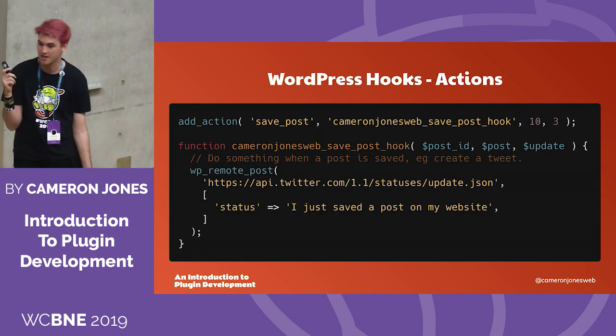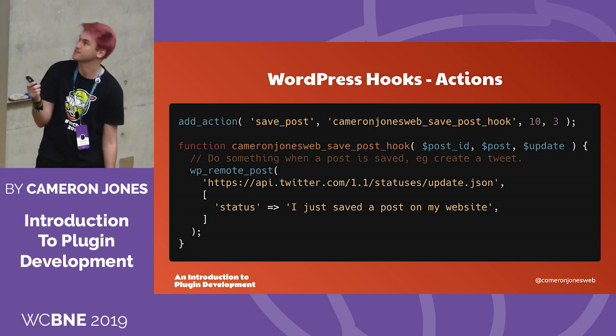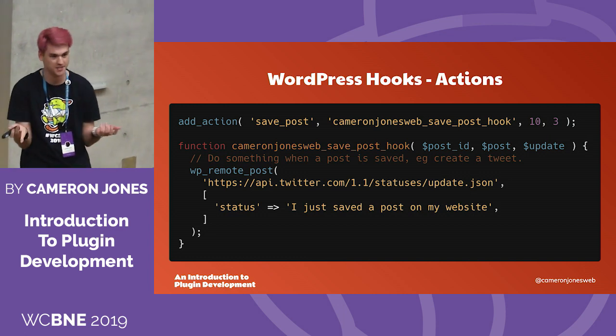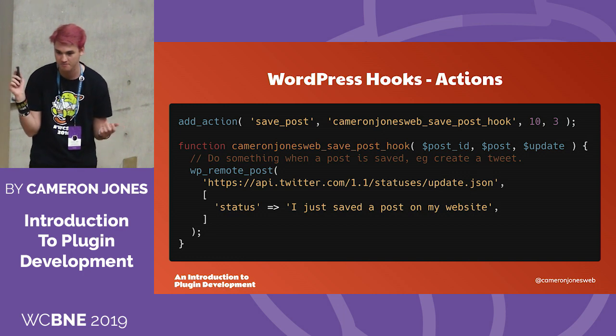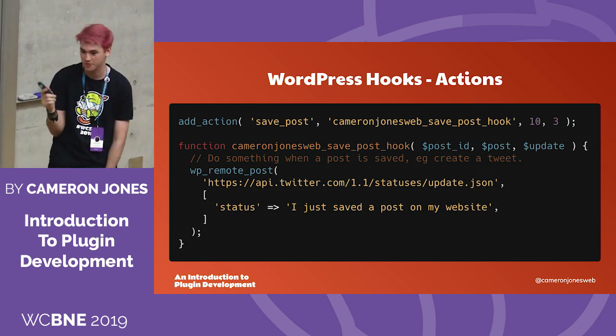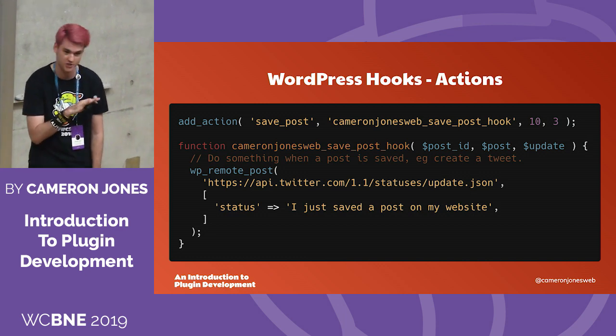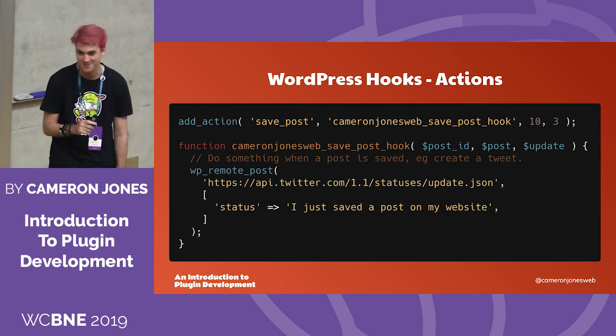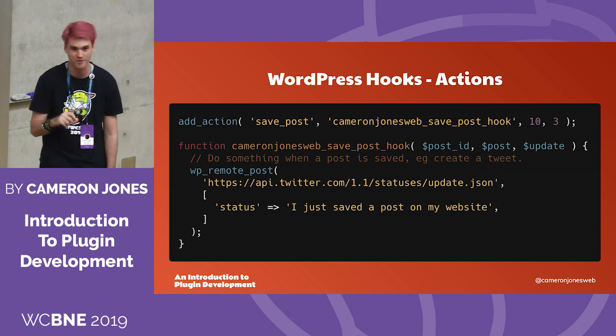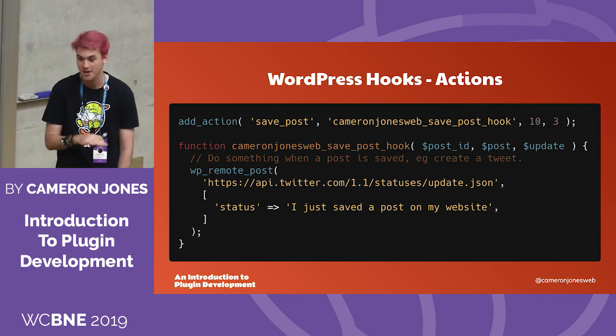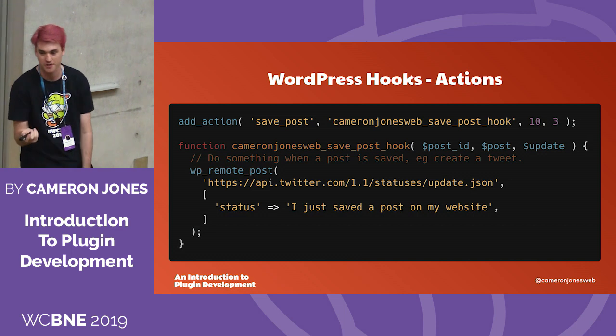So for example, an action: there's the save post action. So when you hit save on your post, this code will run. For example, this would create a tweet which would say, I just saved a post on my website. I don't recommend you do that because that will also run every time it auto-saves and stuff like that. So yeah, don't recommend, but that's a simple example.